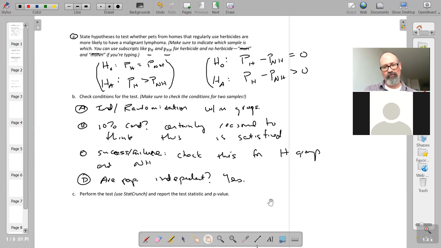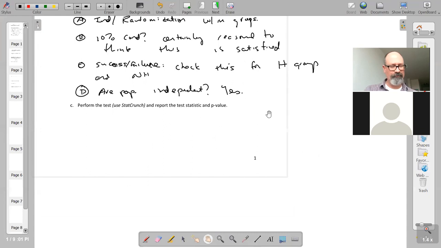Now, I won't say too much about C, because when a question like C is asked, you're using StatCrunch to perform the test. I'd like to draw your attention to that. I mean, we can do that probably easily next week or even now. But when you're talking about using StatCrunch to perform the test, let me share the screen.